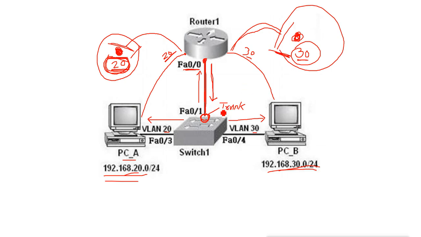And on the switch side, we just have to convert the port which is connected to the router into a trunk port. That's it. So that is the configuration, and that is how it works. So how does it work? Very simple. The router is doing the tagging.